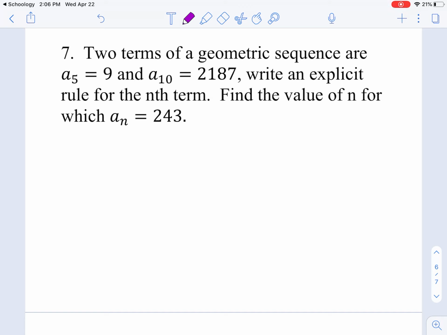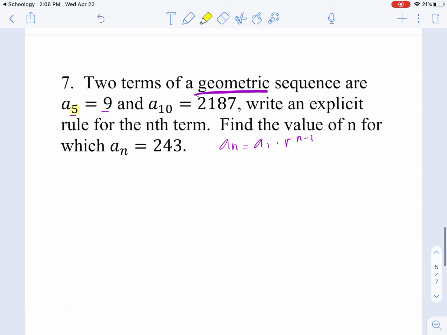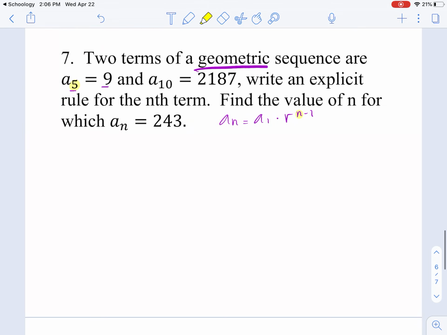Geometric, you're going to have to write a system. Okay, so it's geometric. Remember what geometric looks like. A sub n equals a sub 1 times r to the n minus 1. So what I did give you is that your fifth term is 9. Okay, so highlighting here, fifth term, meaning when I plug in 5 here, I get an output of 9.